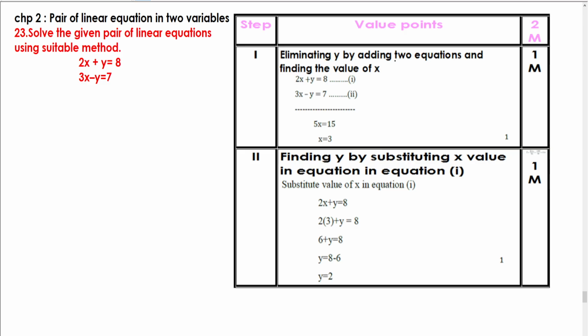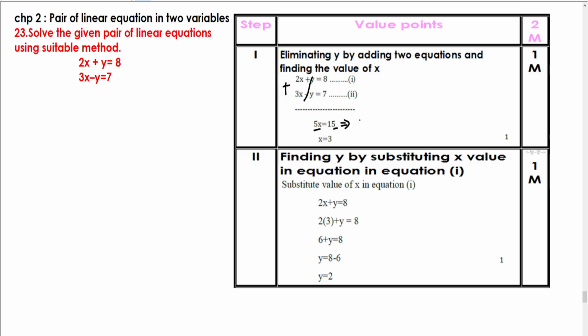Eliminating y by adding two equations and finding the value of x. 2x plus y is equal to 8, 3x minus y is equal to 7 is the given equation. Observe carefully. First of all, we have to eliminate one of the variables. That is called elimination. y is common here. Here there is plus, minus. You need not subtract it. Just add them. y cancels. 2x plus 3x will be 5x. 8 plus 7 is 15.